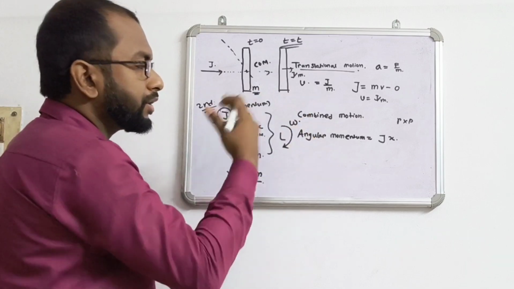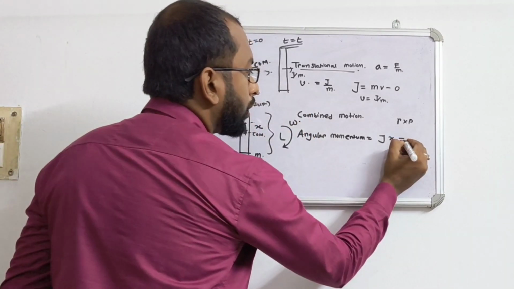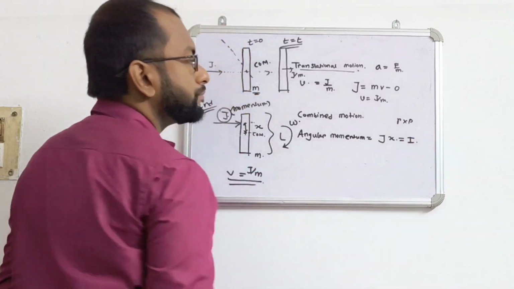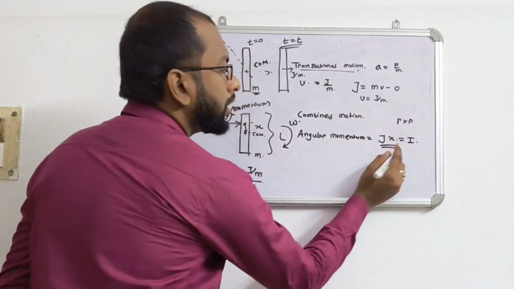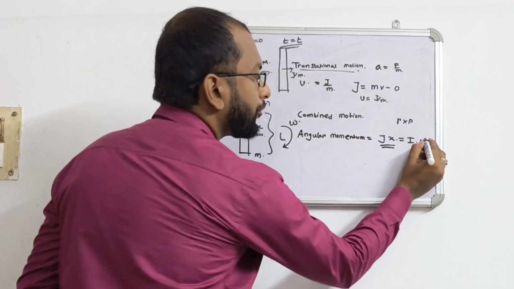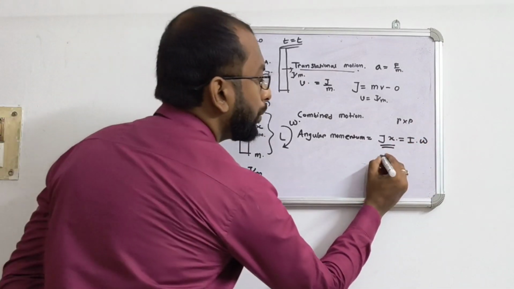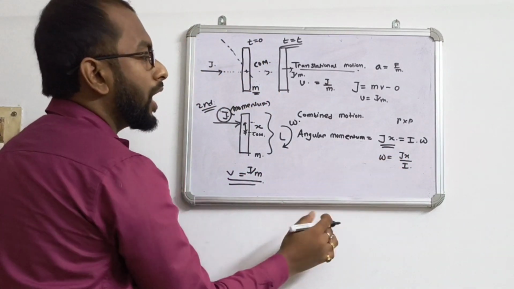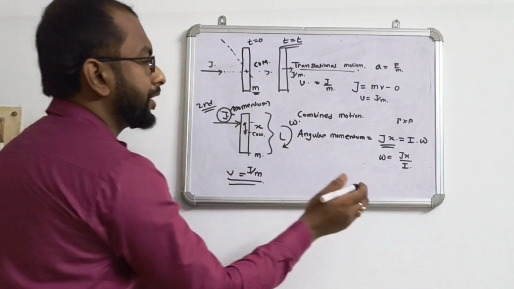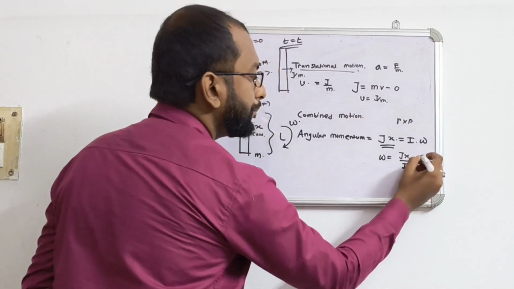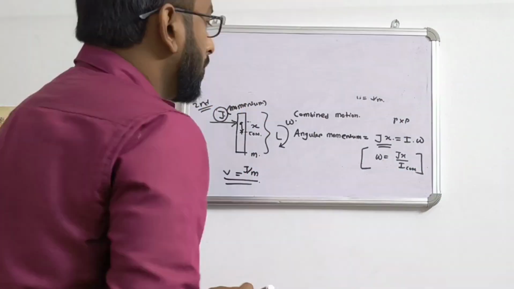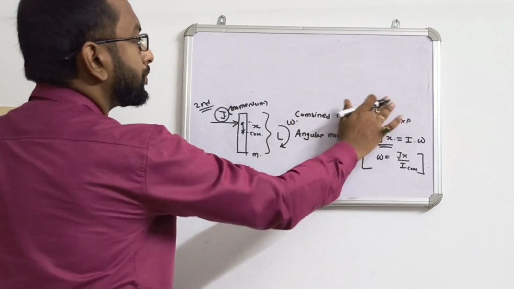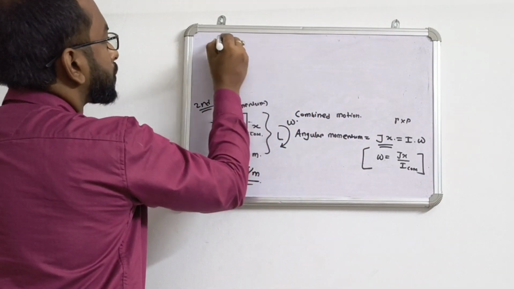Now, whenever there is a rotation, the property of this body will be moment of inertia. Angular momentum is I into omega for this body. So omega will be basically jx by I. Now what is the I? I is the moment of inertia with respect to the center of mass. So we will write I_COM. Now let's visualize how this body will move forward. So, combined motion.